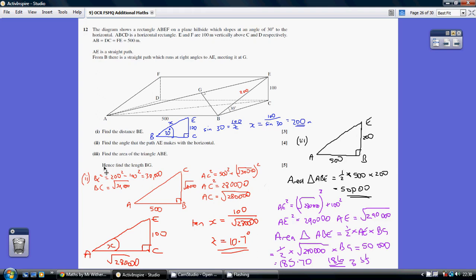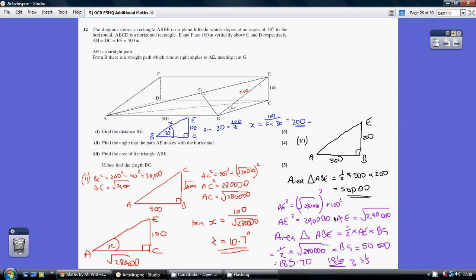Now finally it says hence find the length of BG. Now you cannot assume that AG equals GE. It doesn't. Okay, so in order to do this you have to do it via the area of the triangle, hence why they've made the question a hence. So what we do know is that the area of the triangle AEB is going to be half times base times height, which is half times AE, which I can work out, and times the height BG, which is my unknown, and the area of that triangle equals 50,000.